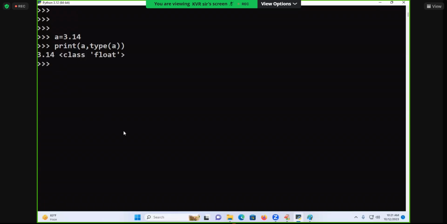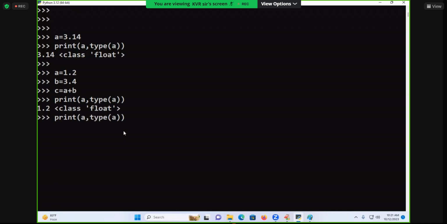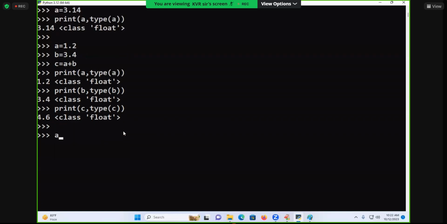Next, I want to do addition of two floating point values. So tell the statements. A is equal to 1.2, B is equal to 3.4, C is equal to A plus B. Print of A comma type of A. Which type? Float. B comma type of B. Which type? Float. Type of C. What is the value now? 4.6. Are you following? Last and final, A is equal to something like 10, B is equal to something like 3.5, and C is equal to, what I'm saying now, like this.